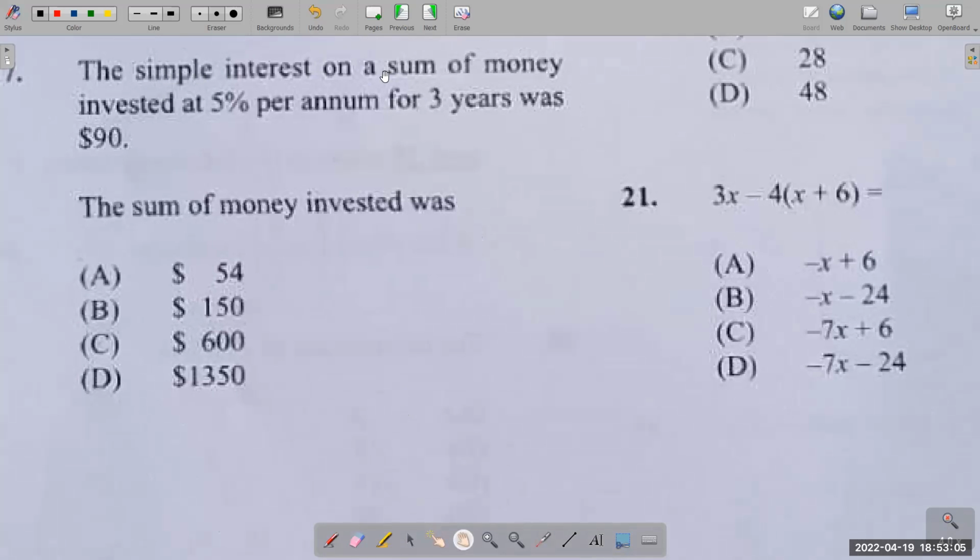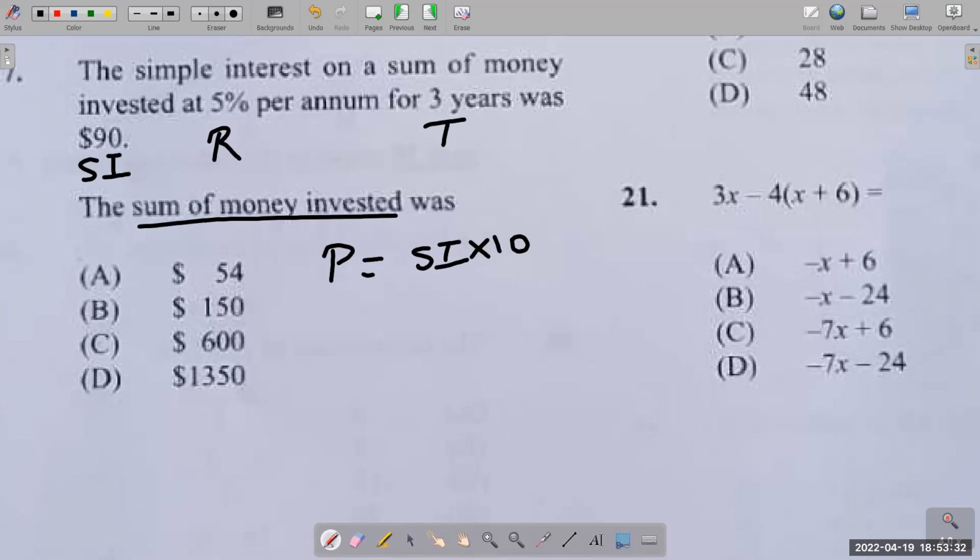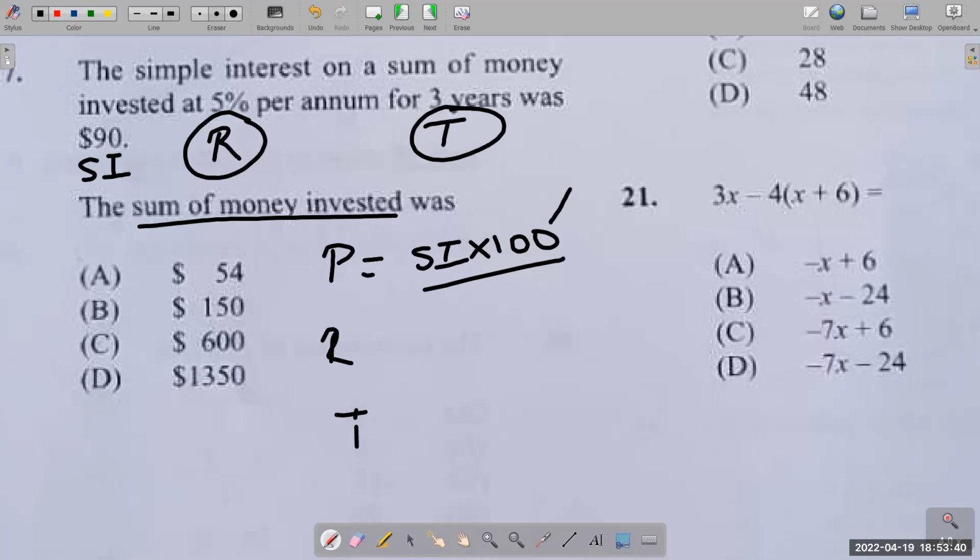The simple interest on a sum of money invested at 5% per annum for 3 years was $90. The sum of money invested was... So here, what did they give us? They gave us R, they gave us T, and they gave us SI. So what do we need to find? They ask us to find the sum of money invested, which is P. Anybody remember how to do P? Remember, it's always SI times 100 over the two things that they gave you. That's the same thing to find R and to find T. It's always SI times 100 over the other two things.